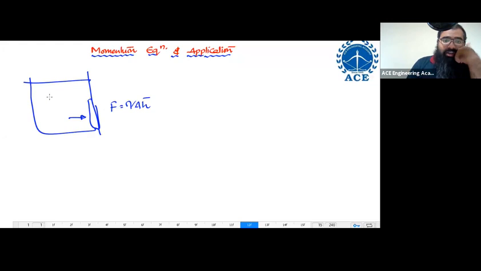It was under static condition. But what if the fluid is flowing? Imagine that you are not having a gate in contact with a static fluid. Imagine you are having a plate and there is a jet of fluid coming over here and striking. The fluid is not static anymore. The fluid is in dynamic condition. How to identify the force in this particular condition? That is what we are going to study in momentum equation.